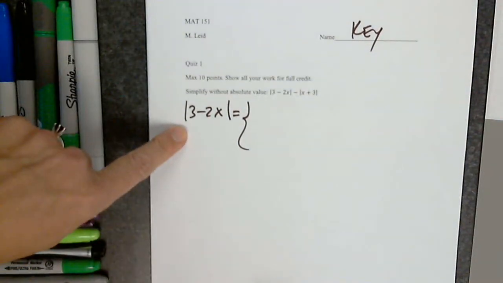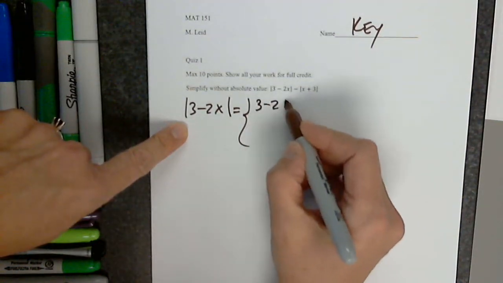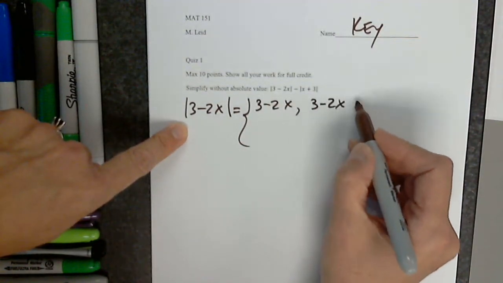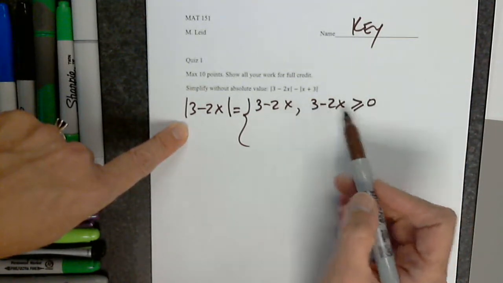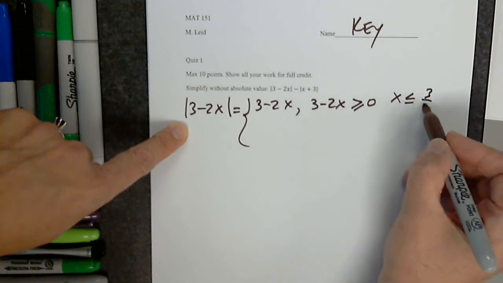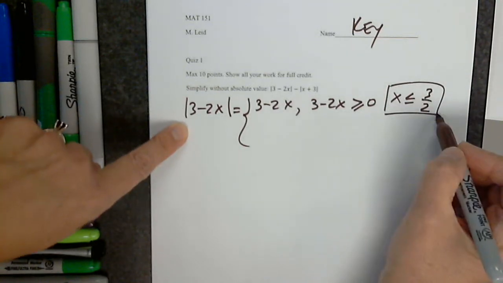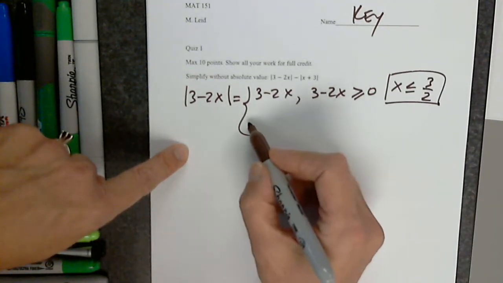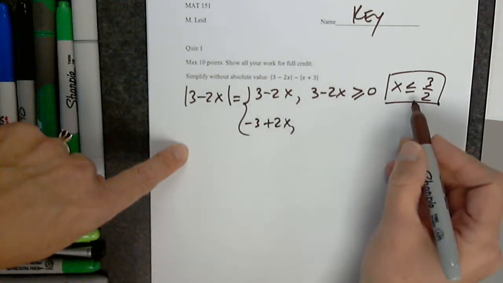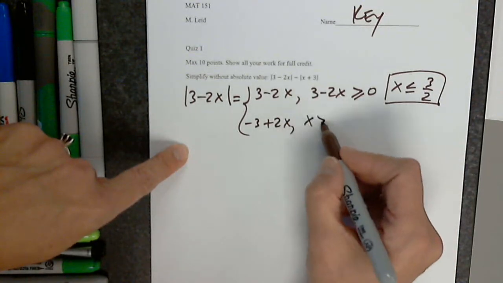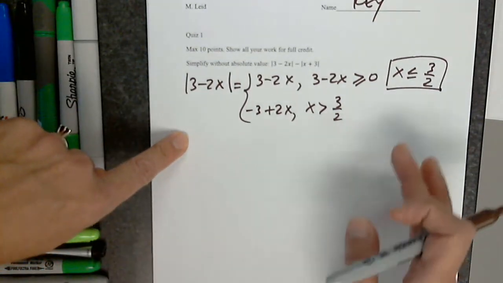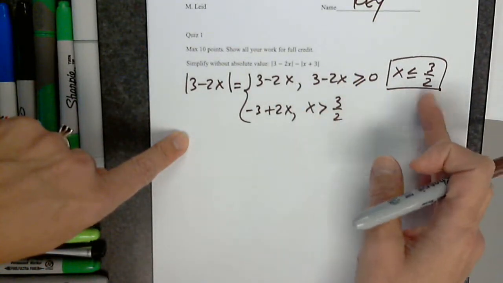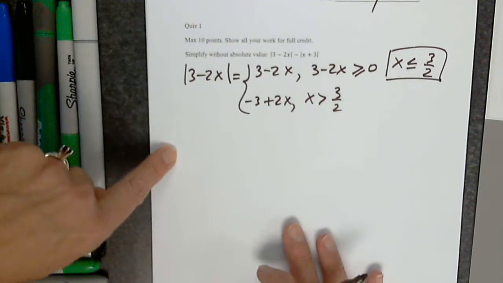The absolute value of 3 minus 2x is 3 minus 2x if 3 minus 2x is greater than or equal to 0. Right here I bring 2x, and I know that this is x less than or equal to 3/2, and I'm done with that. So now this is negative 3 plus 2x for the rest. I don't have to do anything. I just look at this and I reverse it. This is to the left of 3/2, or 3/2. This must be to the right of 3/2.